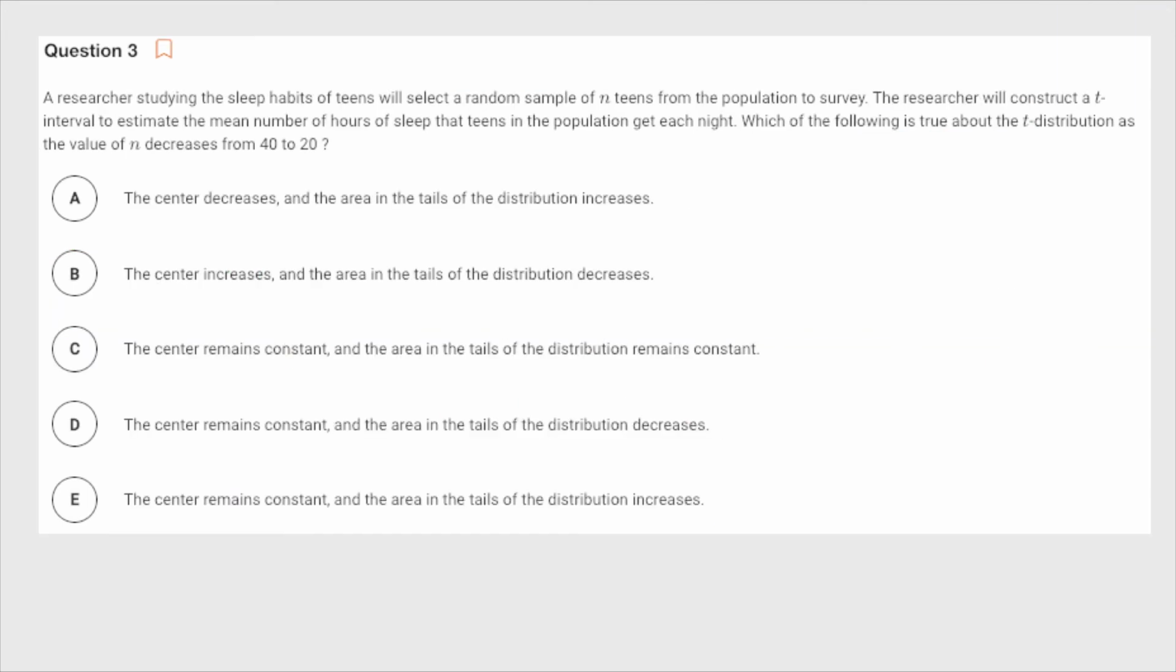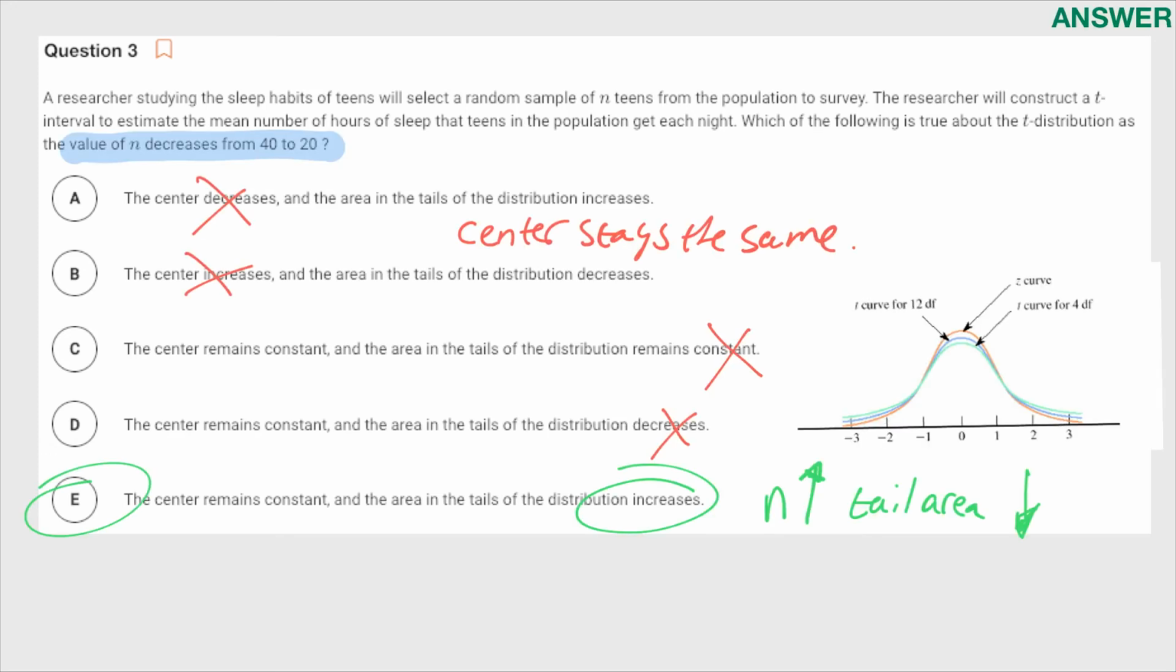And then finally, the last one. A researcher studying the sleep habits of teens will select a random sample of n teens from the population to survey. Your question is again, which of the following is true about the t distribution as the value of n decreases from 40 to 20? Know your t-curve properties.